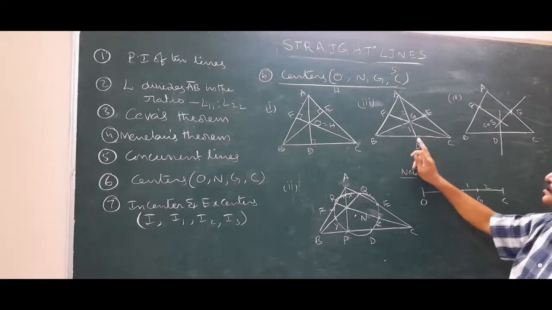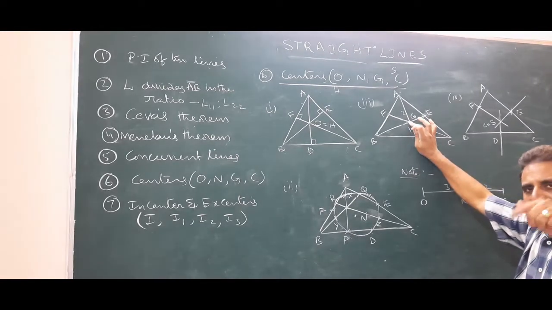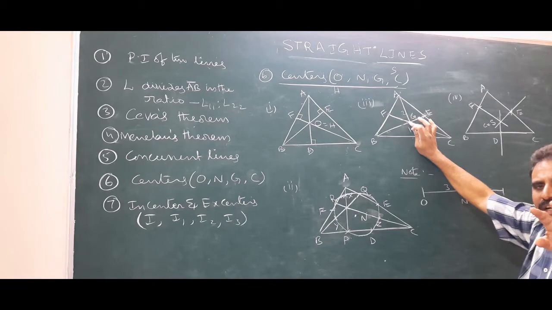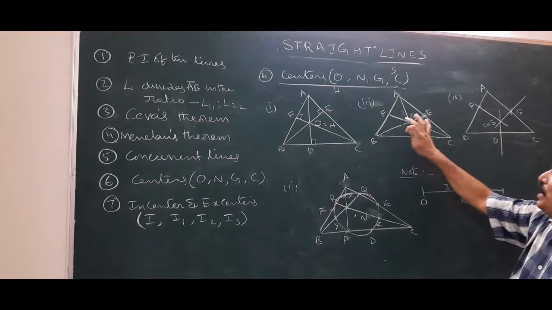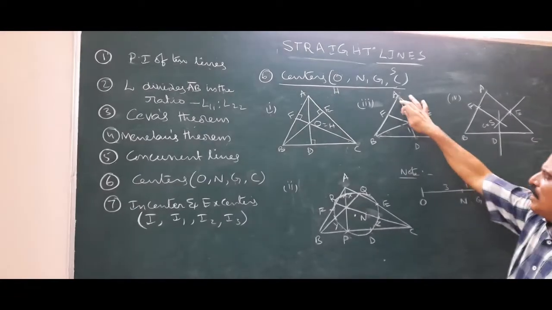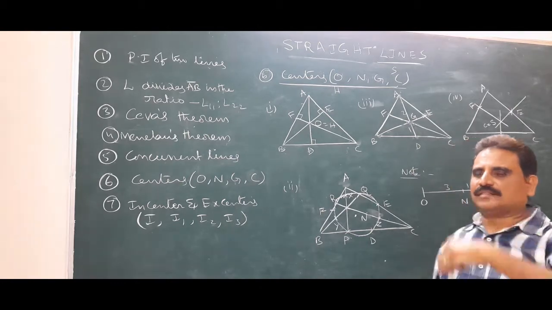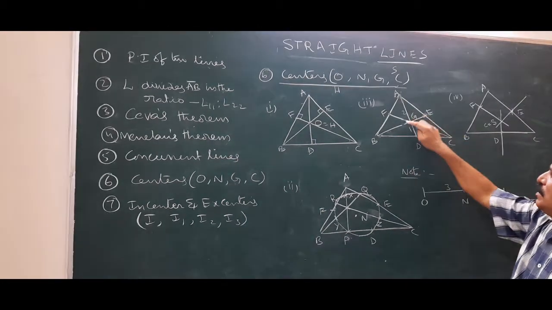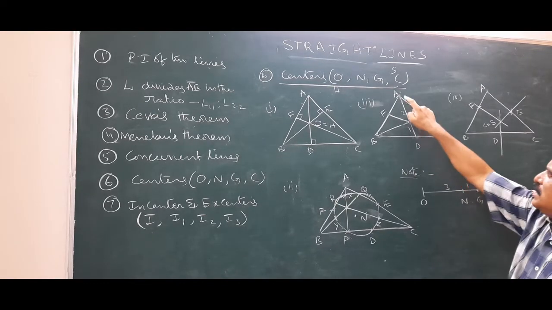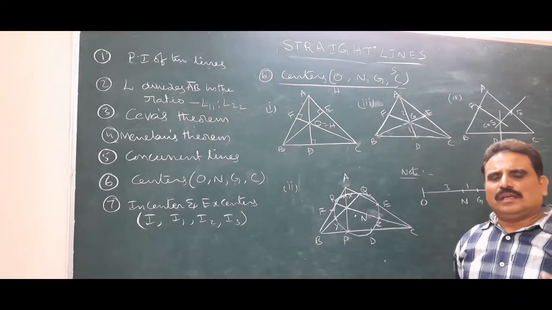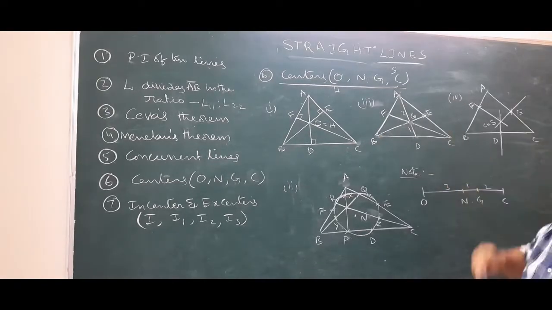Okay, another point. G is the point inside the triangle, and G divides the triangle into three triangles, AGB, BGC, CGA, of equal areas. Very good point it is. The area of triangle AGB is the same as triangle BGC, which is the same as triangle CGA. Each one is equal, that is, 1/3 of the area of triangle ABC.